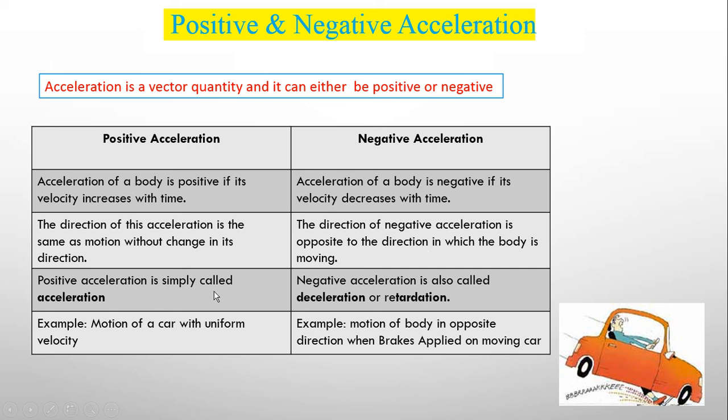Positive acceleration is simply called acceleration. But for negative acceleration, you can use the term deceleration or retardation. An example of positive acceleration is the motion of a car with uniform velocity, and an example of negative acceleration is the motion of a body in the opposite direction when brakes are applied on a moving car. The ultimate result of negative acceleration is that the body attains the position of rest.